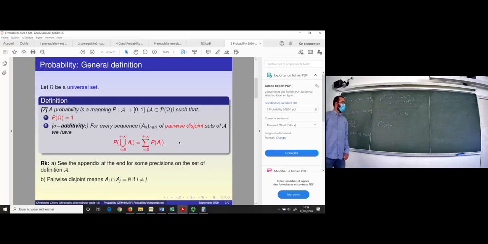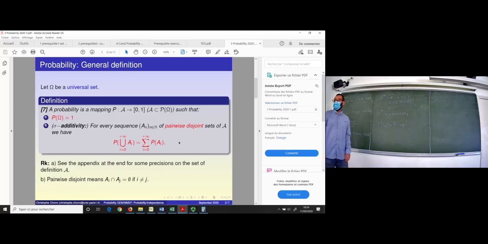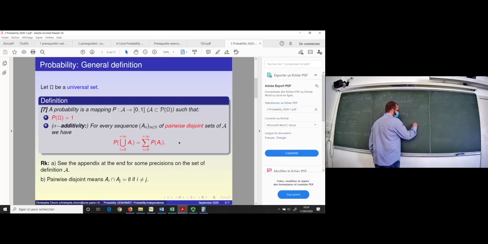What is P_B of omega? I use the definition of P_B, this one. So it is P of omega given B, by definition of the conditional probability. It's P of omega intersected with B over P of B.